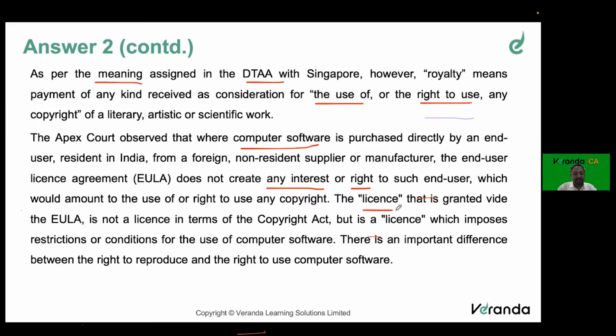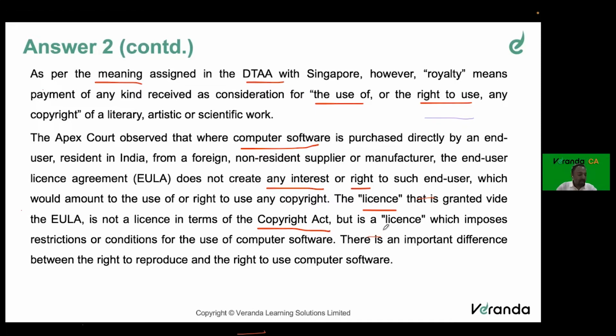The license that is granted via the EULA is not a license in terms of the Copyright Act. When you say license per the Copyright Act, you get a sense of ownership, you kind of get the ownership of that particular thing. That is where the license of copyright provides. The Copyright Act says if you are providing a license to someone, probably they also have a kind of ownership, they are interested in that particular thing. That is what is actually called a license, transferring a license. But here, it is a mere usage license. There is nothing beyond that.